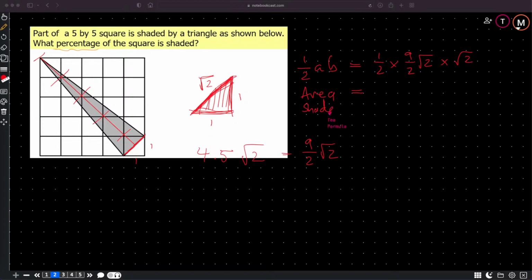Area of shaded, that's going to be 9/4, and the root 2 times root 2 is 2. Yeah, that's okay to say that. So we've got 18/4, which is 4.5, right?